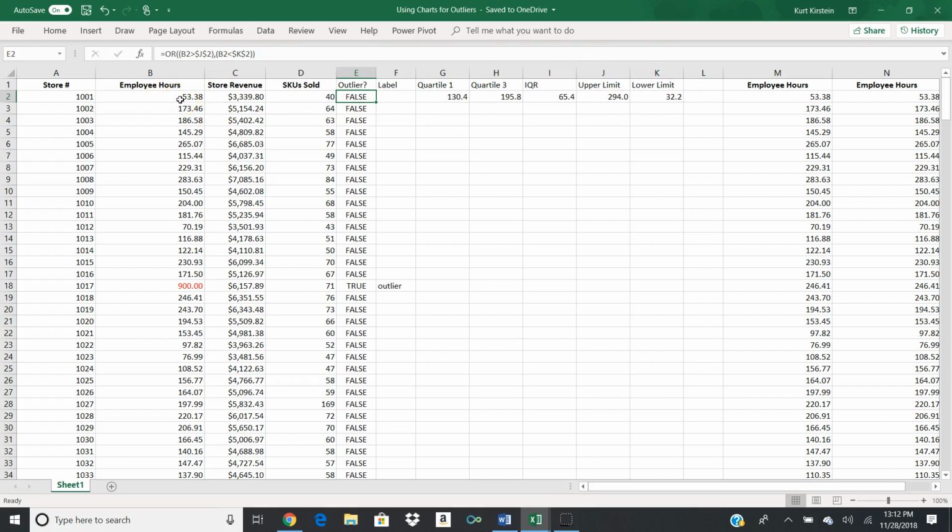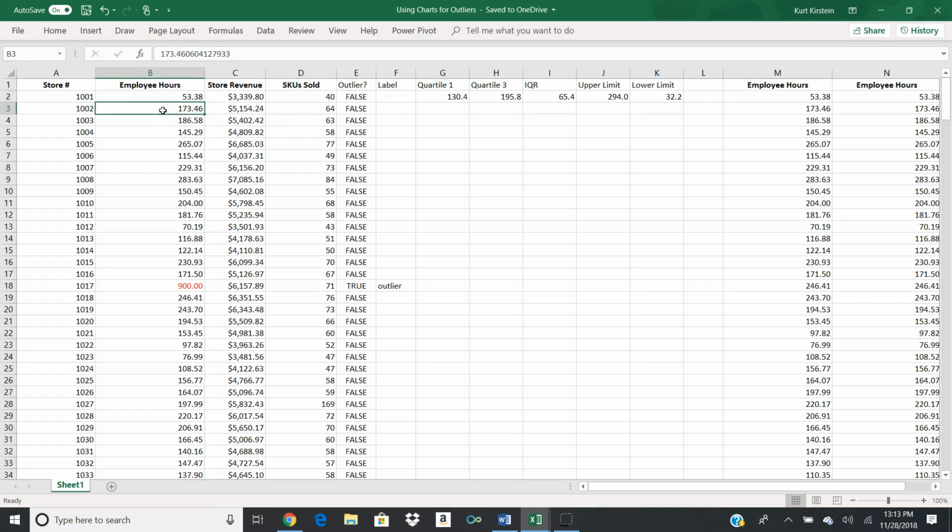If you're familiar with Boolean logic, anytime you take an OR statement, it only takes one of the two items to be true for the entire statement to be true. But in this particular case, they're both false, so your outlier designation is set to false. Okay. Let's look at the next one.